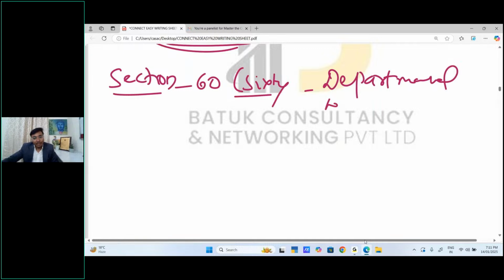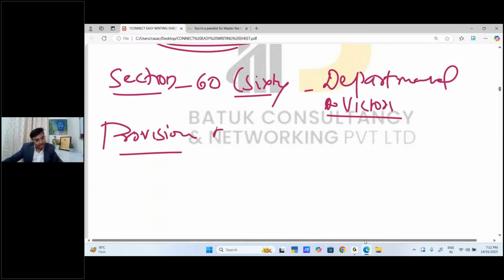Section 60, departmental victory. That is provisional assessment. When the taxpayer is not able to decide the rate and value of a specific supply, the taxpayer can go for the provisional assessment. In that situation, the taxpayer is going to file an application before the departmental authority for the provisional assessment, and the departmental authority is going to decide the rate and value of supply. We can say that will be the departmental victory.